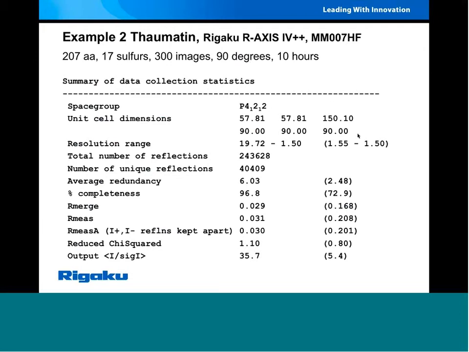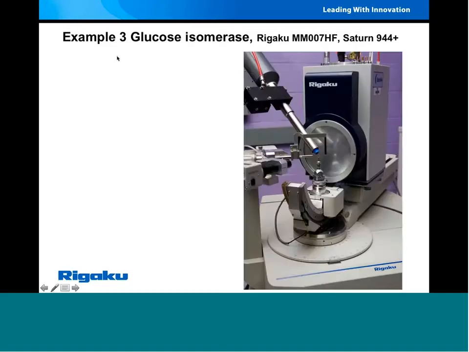The thaumatin data, which it doesn't look like I have time to show, is 90 degrees of data, and the average redundancy was 6, so it's about 3-fold on I+, 3-fold on I-, and it's good data. It's fine-sliced data, so 0.3 degrees on an imaging plate system. It has 17 sulfurs.